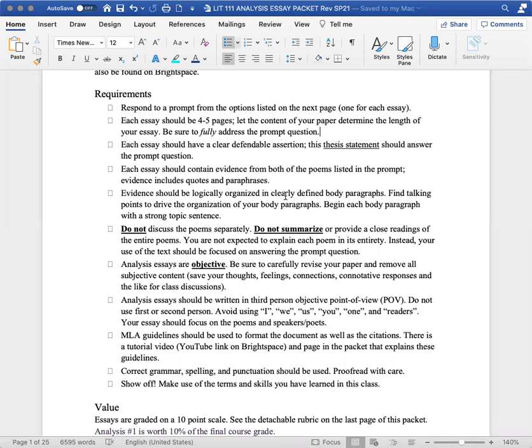And they should be driven by talking points. All right. Those talking points are going to help you make decisions about the way that you'll organize your paper, including what types of transitional expressions you'll use and what your topic sentences will sound like. So here's some do nots.